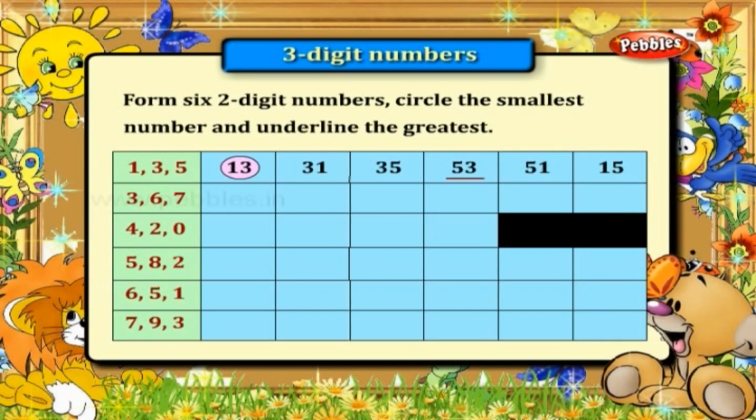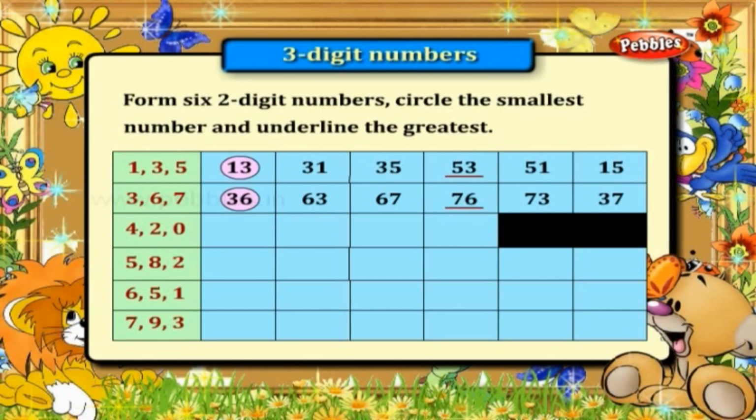From 3, 6 and 7, we get 36, 63, 67, 76, 73 and 37. 36 is the smallest number and 76 is the greatest.